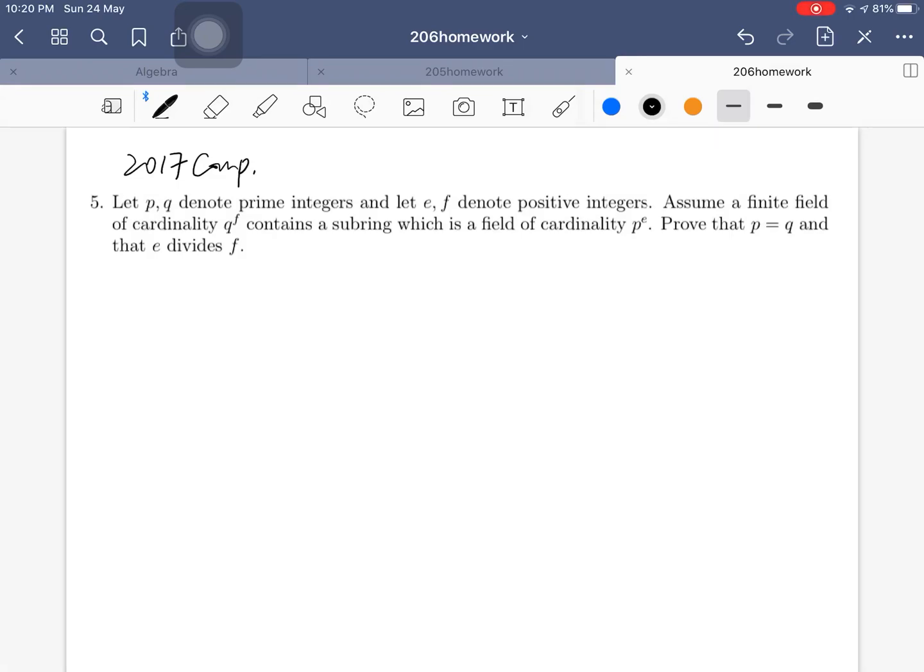I'm going to talk about a question from the 2017 comprehensive exam. This is the question. Let F be the larger field, say F is a field of cardinality Q to the power f. And also say K is a subfield of F such that K has cardinality P to the power e. So K is a subfield of F.